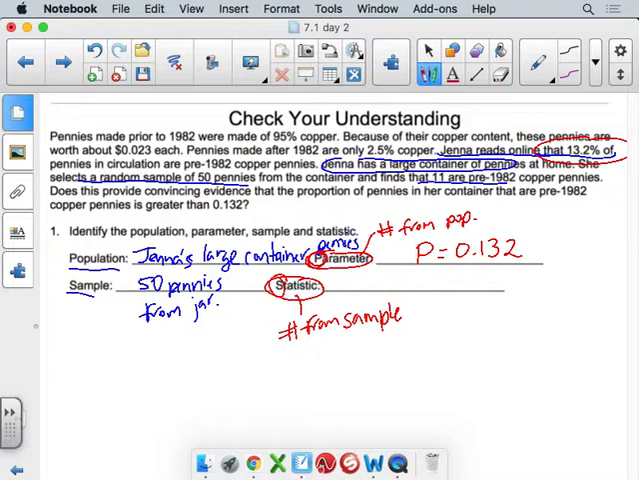The statistic is our P hat, and it was that Jenna got 11 out of 50, which we like to put into decimals in general. So 11 divided by 50 is 0.22, so 22%.